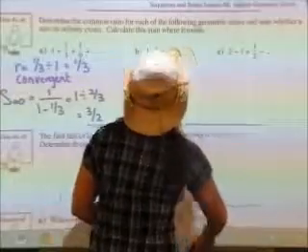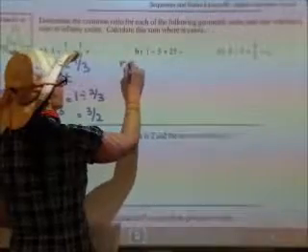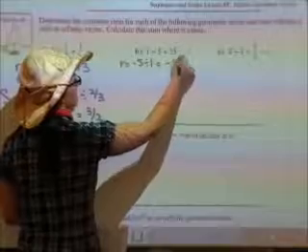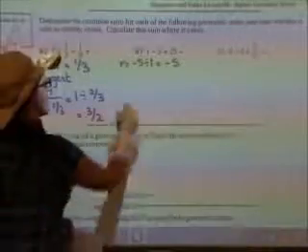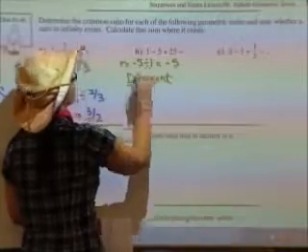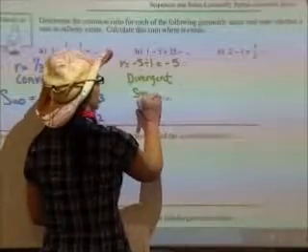Okay, if I look at the second one, to find my R value, -5 divided by 1, my R value is -5. So this makes this what kind of a series? Divergent. Does a sum exist? No. So the sum does not exist.